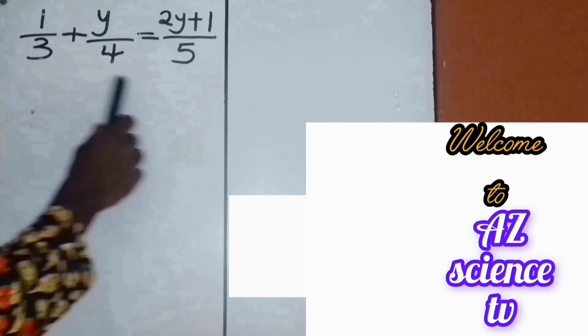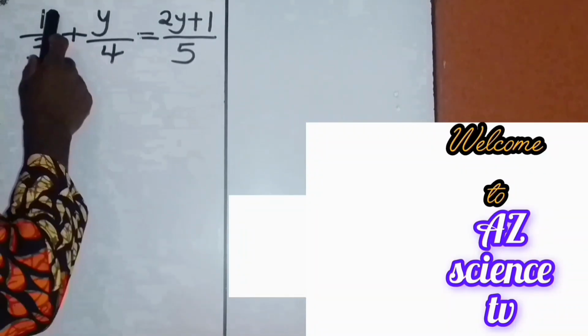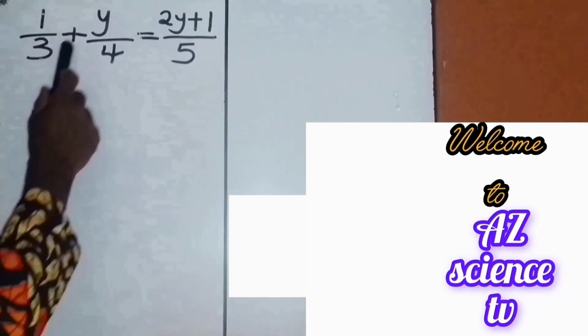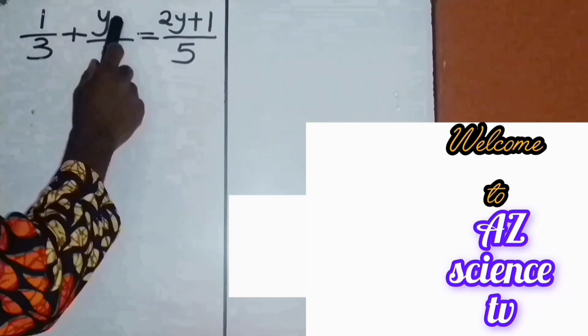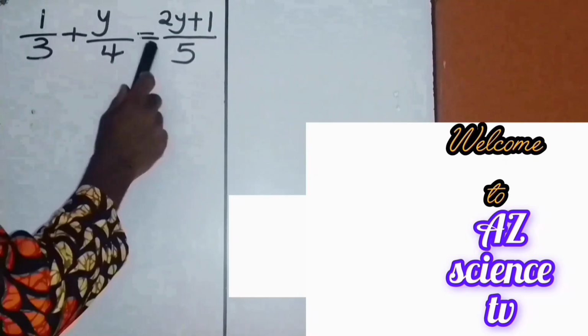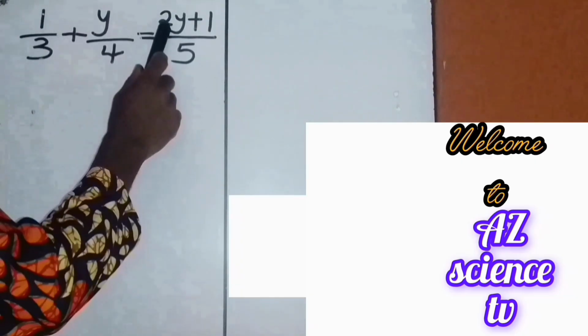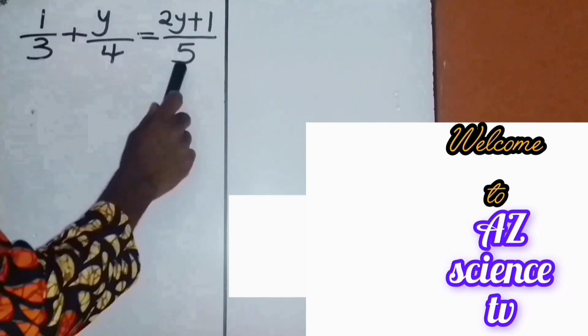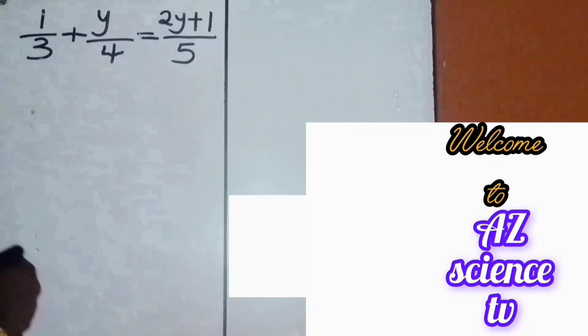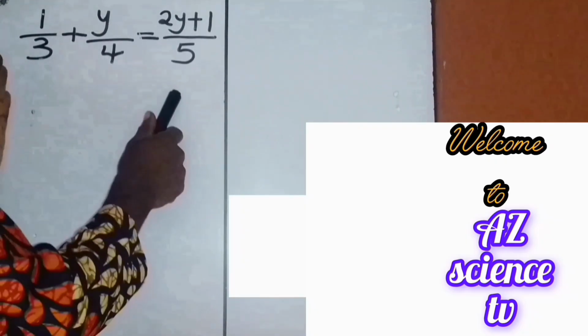What we have today is 1 over 3 plus y over 4 equals (2y plus 1) over 5. Now it is very easy to solve.